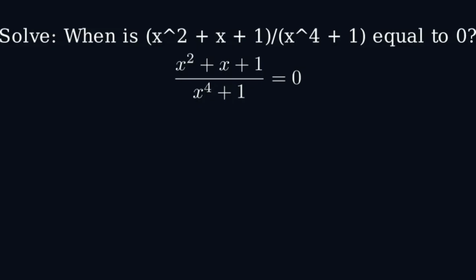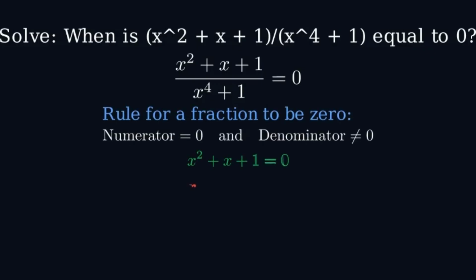Key idea: a fraction equals 0 exactly when the numerator equals 0, while the denominator is not 0. So we will set the numerator equal to 0, and also remember to keep the denominator non-zero. First, let's think about real solutions.